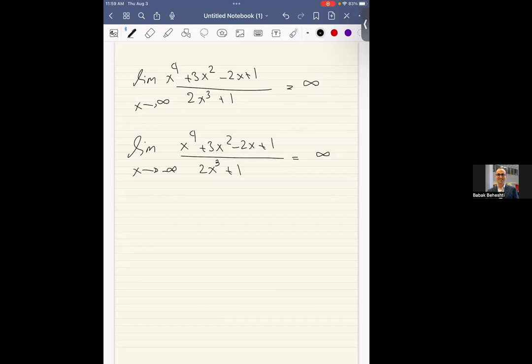The numerator is positive because of the x to the power 4 term. So you look at the leading term. Because of the x to the power 4 term, when x goes to negative infinity, it is positive. But the denominator is negative because you have x cubed. So that means you have negative infinity.